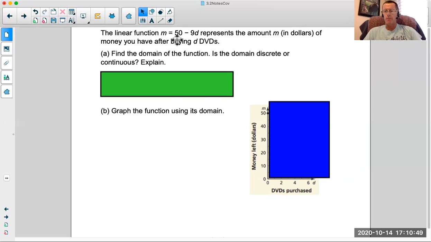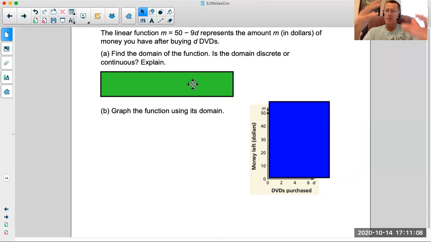What does the 50 represent? Hopefully you said the money you started with, because think about it. If you bought 0 DVDs, wouldn't M end up equaling 50 minus 9 times 0, which is 0, so M equals 50? Okay, so let's look at A, now that we understand.